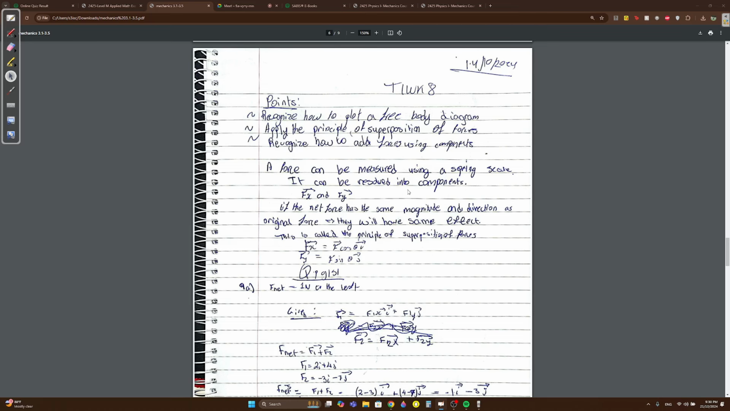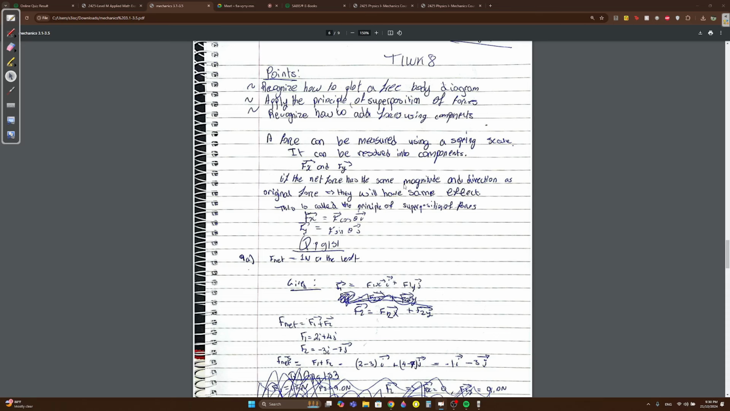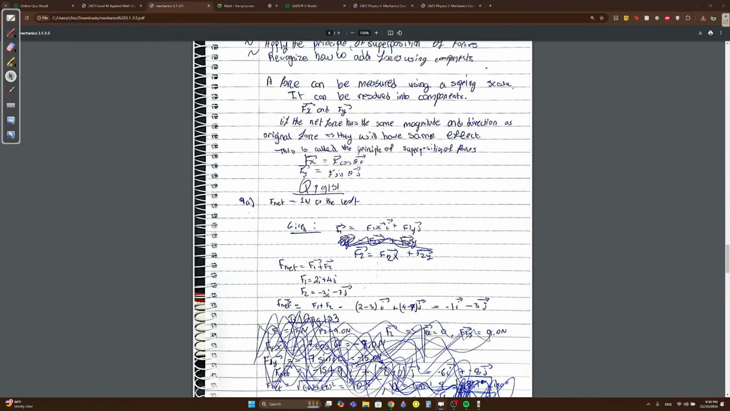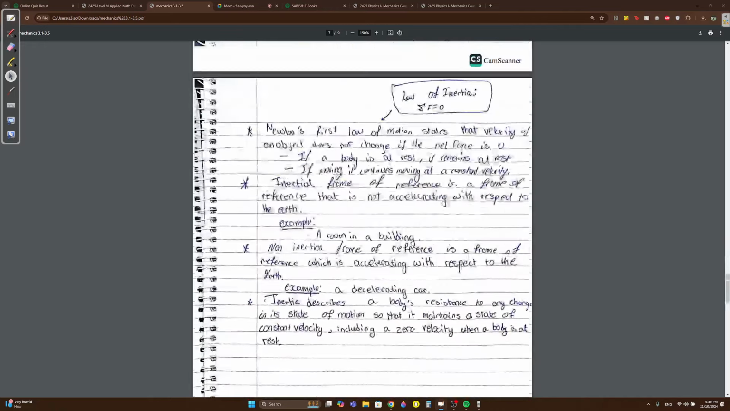It can always be resolved into components, Fx and Fy. If the net force has the same magnitude and direction as the original force, then they will have the same effect. The principle of superposition of forces means that you can add up forces. And you can also resolve a force into components, Fx and Fy: cosine for x, sine for y. Then it's just solving questions.